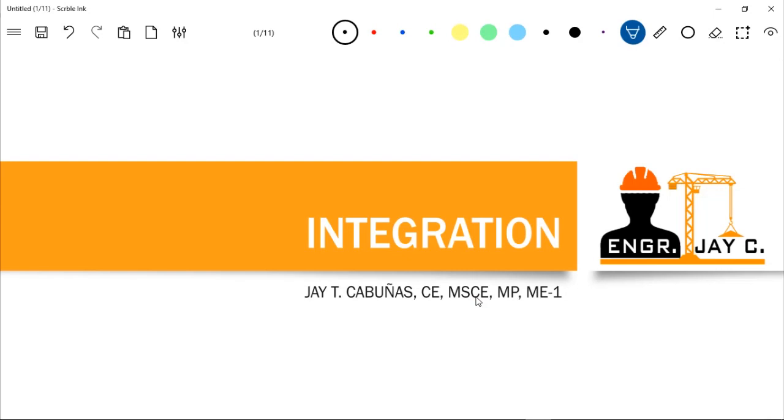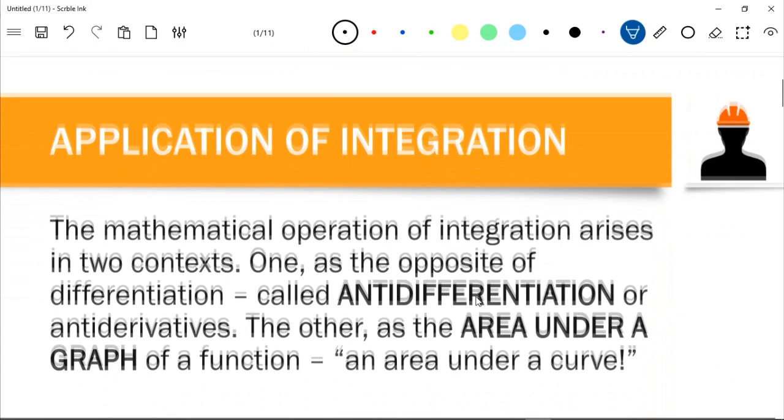And in this video, we will talk about integration. We will learn the application of integration and some of the important rules in integration. Okay, but before that, let's talk about the application of integration.